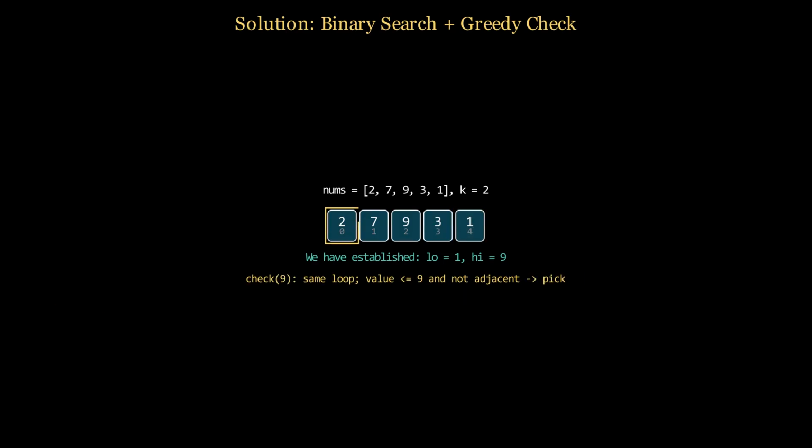Index 0, value 2 within cap, pick. Count is 1. Index 1, adjacent to last picked, skip. Index 2, value 9 within cap, pick. Count is 2. So we get 2 picks, at least k, check returns true.